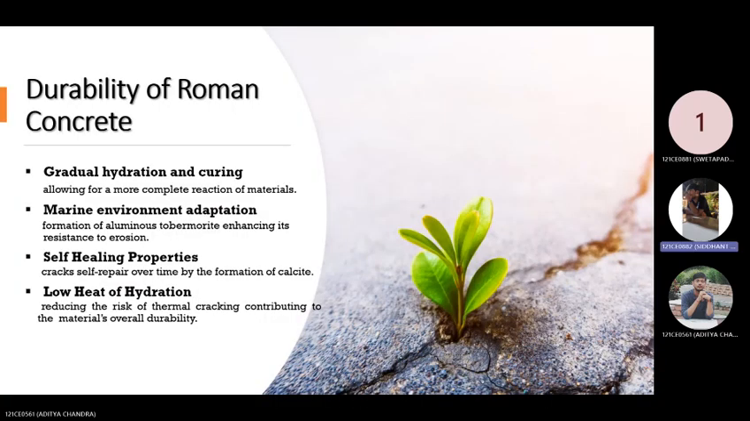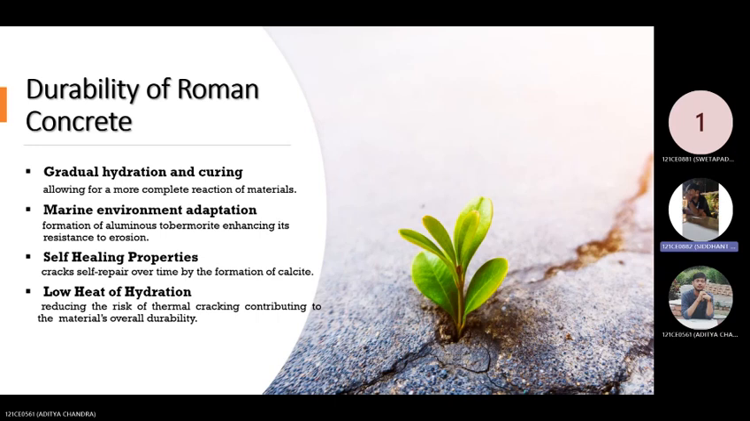Next slide, please. Yeah. Now we'll be coming to the durability of Roman concrete. The first property, as explained in the previous slide, is gradual hydration and curing. The secret behind the durability of Roman concrete is that it has a gradual hydration process, giving it more strength in the curing process also.